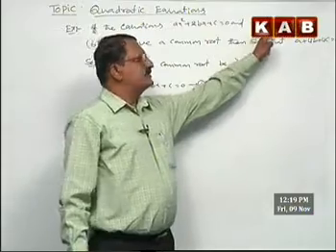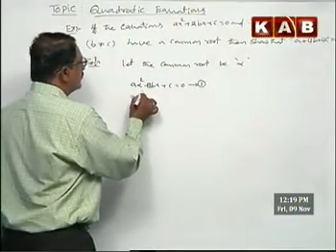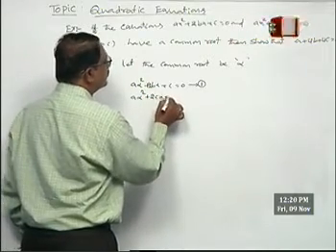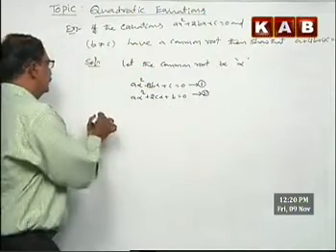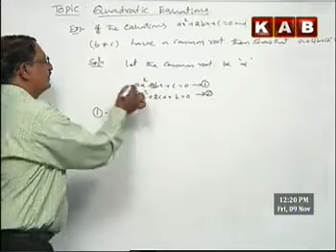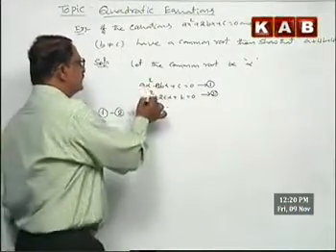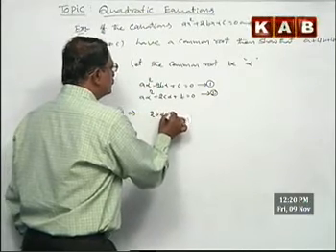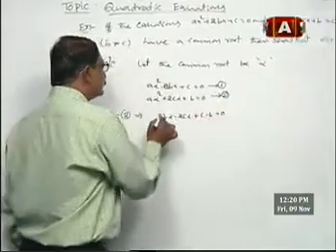Also, alpha is root of the second equation. Substitute alpha in the second equation, we get a alpha square plus 2c alpha plus b equals 0. This is equation 2. Now, from first equation subtracting second, a alpha square gets canceled, we get 2b alpha minus 2c alpha plus c minus b equals 0.